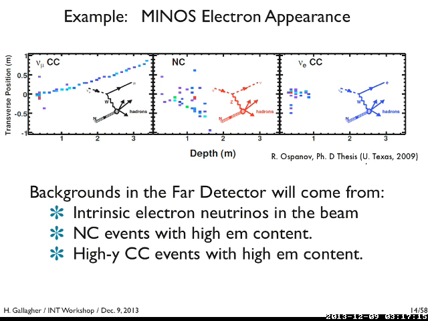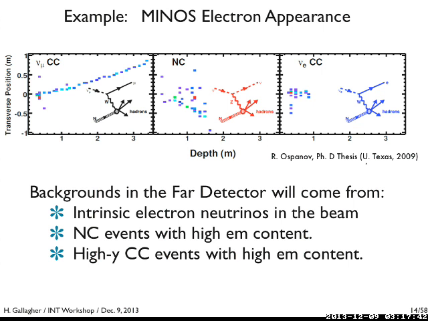So when we look at what we would expect in an experiment like Minos, which admittedly is a quite coarse detector for this kind of measurement, the backgrounds are going to come in three types. One is that there are electron neutrinos in the beam even before oscillations. We call that the intrinsic electron neutrino content of the beam. We're going to have neutral current events that are dominated by electromagnetic activity.